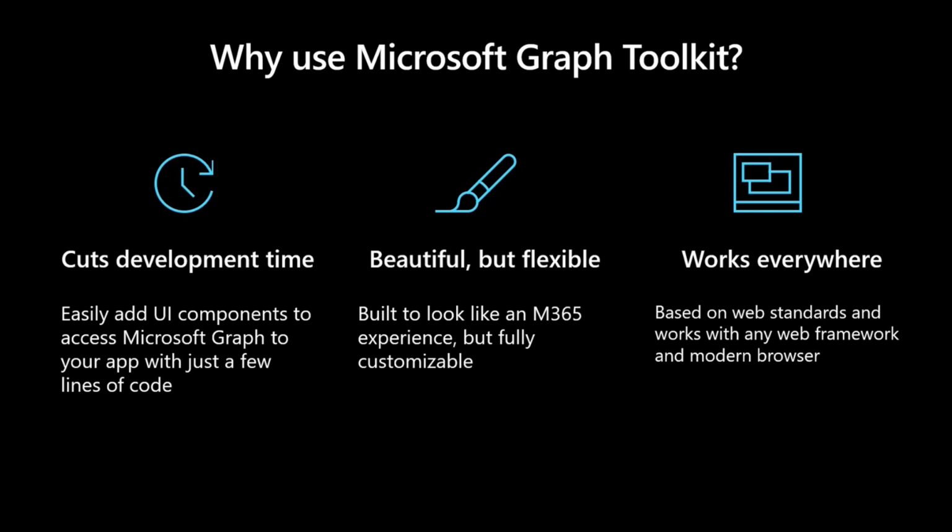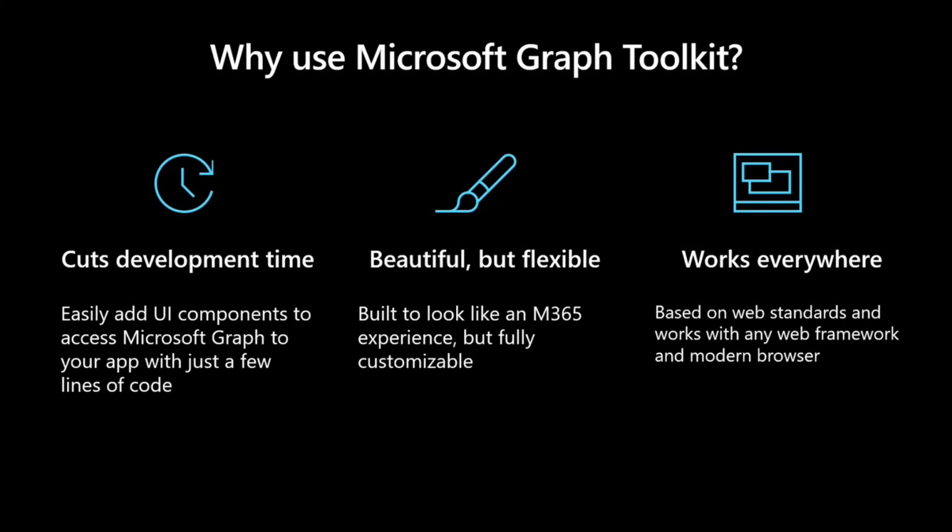So for example, in the case of the Microsoft Graph Toolkit, I just want to add some UI components in just a few lines of code. I don't want to go and start building it, caring about performance, caching, batching, authentication, all of that. No, I just want to bring the UI components and work with them right off the bat.